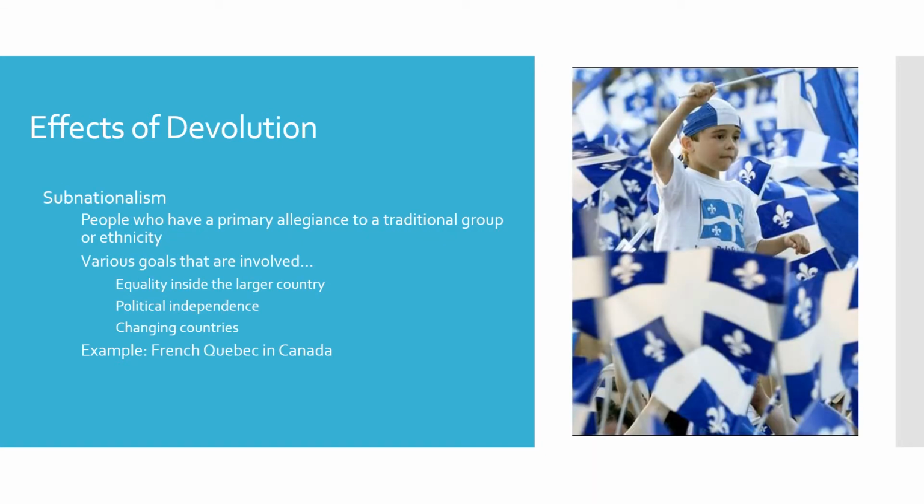Another effective devolution is an idea called subnationalism, where people have a primary allegiance to a traditional group or ethnicity instead of your nationality, instead of your country. A good example is in Quebec, with the French Quebec nation, many of whom desire their own country. Their nationalism is not to their country, because they're still Canadian citizens, but for something that is smaller.